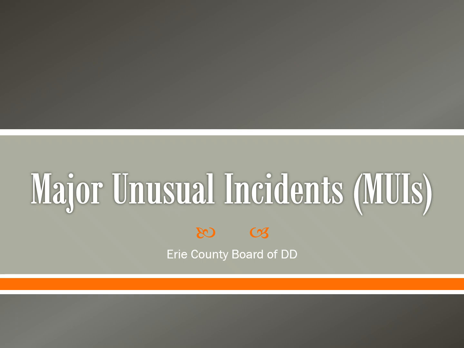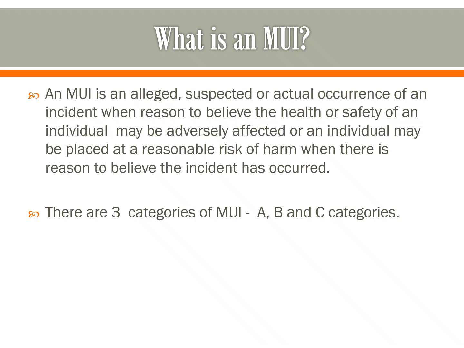Now we will discuss major unusual incidents, or MUIs. An MUI is an alleged, suspected, or actual occurrence of an incident when there is reason to believe the health and safety of an individual may be adversely affected or an individual may be placed at a reasonable risk of harm. And there are 3 categories, A, B, and C, which we will go over.